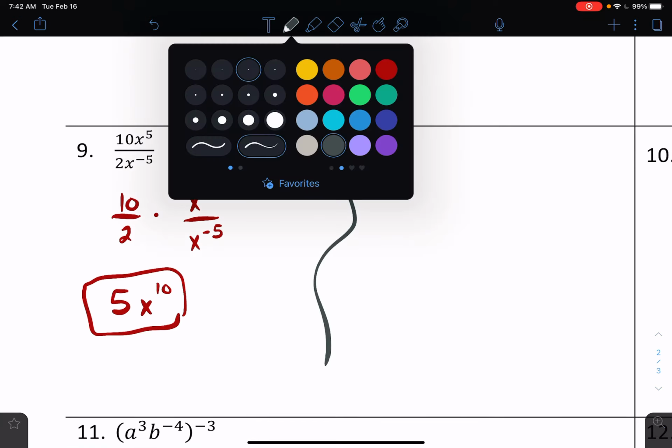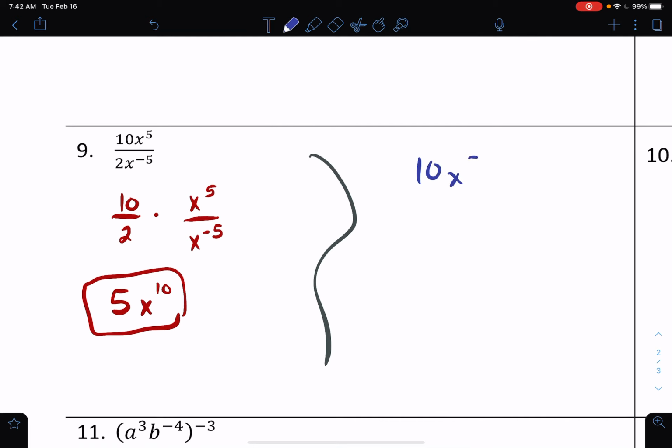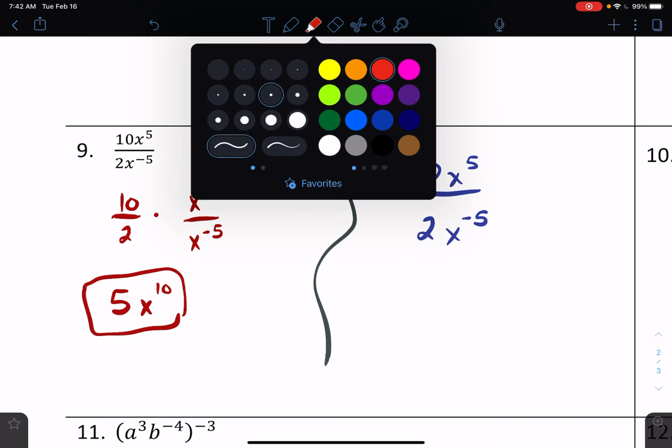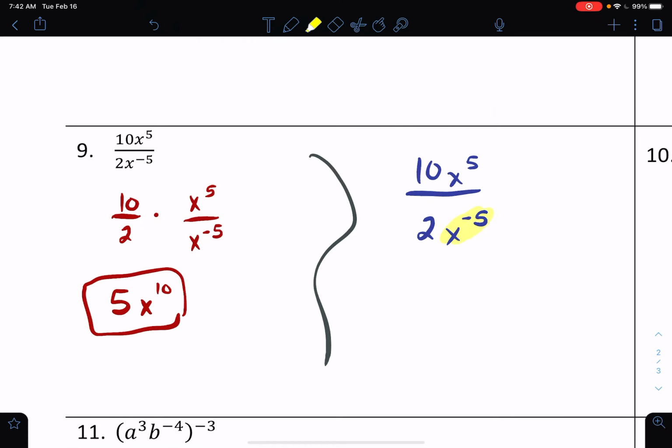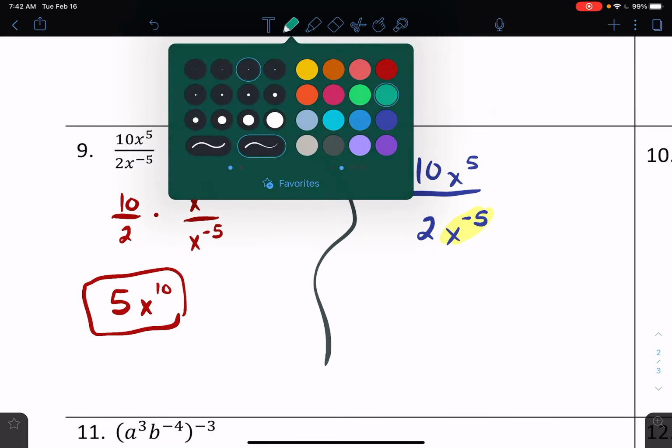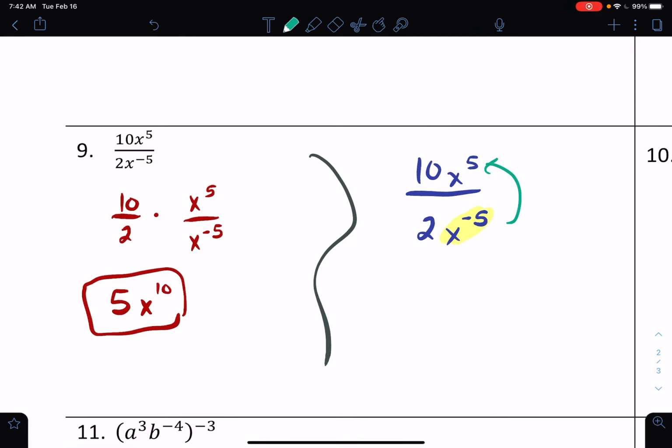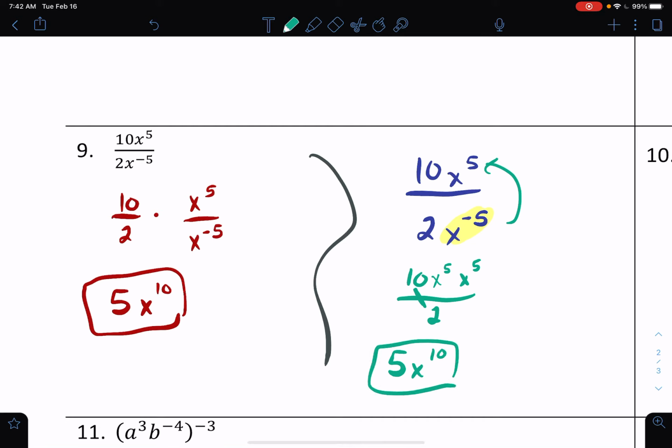Another way is if we started with this original problem and said, okay, we've got a negative exponent here. Let's throw it up top. So then I'd have 10x to the 5th, and then I'd have another x to the 5th as soon as that exponent becomes positive, all over 2. So 10 divided by 2 is 5. x to the 5th times x to the 5th, if I add those exponents together, we get x to the 10th. We get the same exact answer.